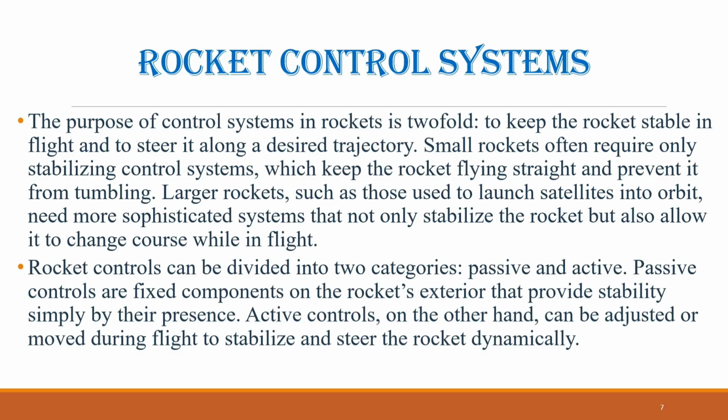The solution came in the form of active control systems, which allow rockets to adjust their flight path dynamically rather than relying solely on fixed, passive devices like large fins. Active control systems include a variety of mechanisms such as vanes, movable fins, canards, gimbaled nozzles, vernier rockets, fuel injection systems, and attitude control rockets. Each of these devices plays a role in stabilizing the rocket and making precise adjustments to its trajectory during flight.